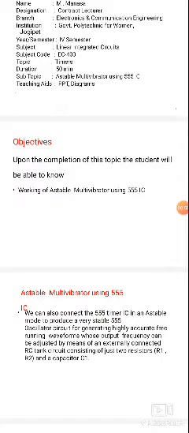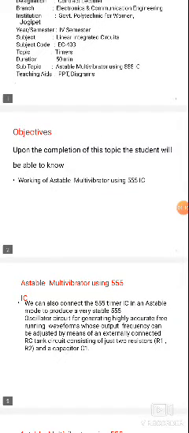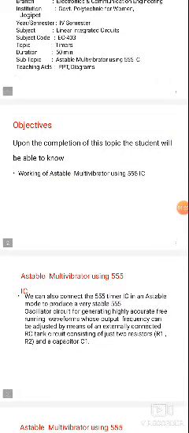Next, the 555 IC is available in two package structures. One is DIP, which stands for dual inline package, and the second is the metal can package, which is a circular or ring structure. The 555 IC consists of 8 pins, and the 8 pins are used for various applications.